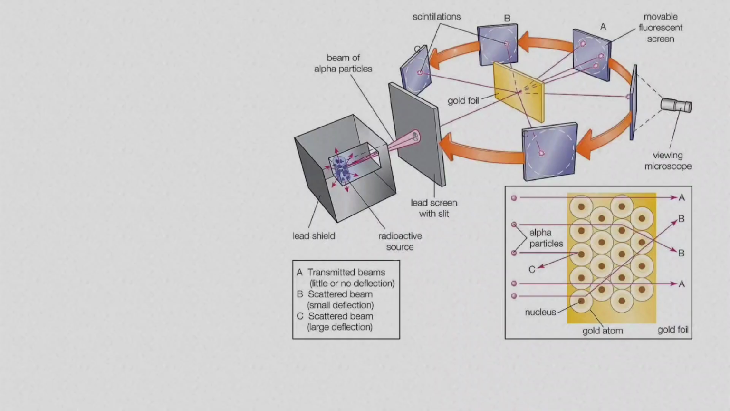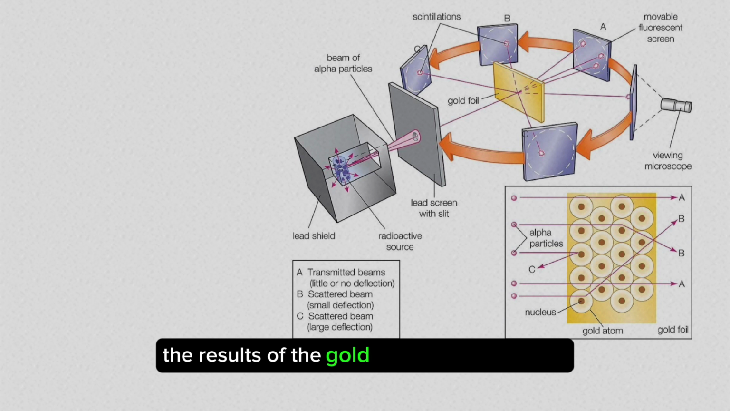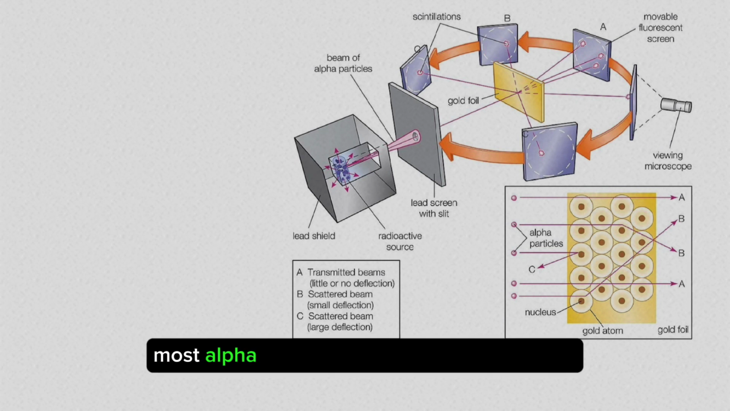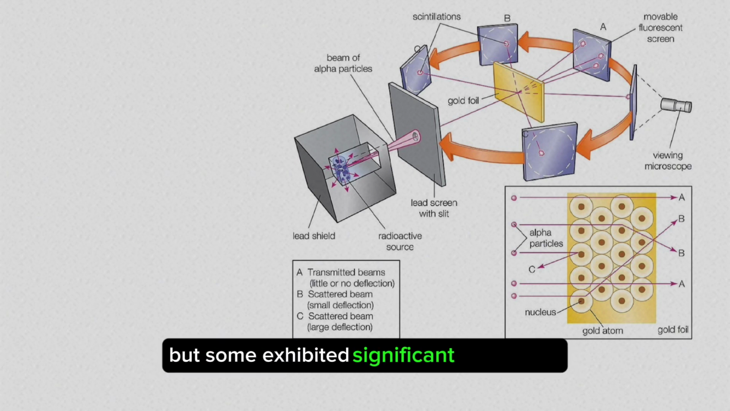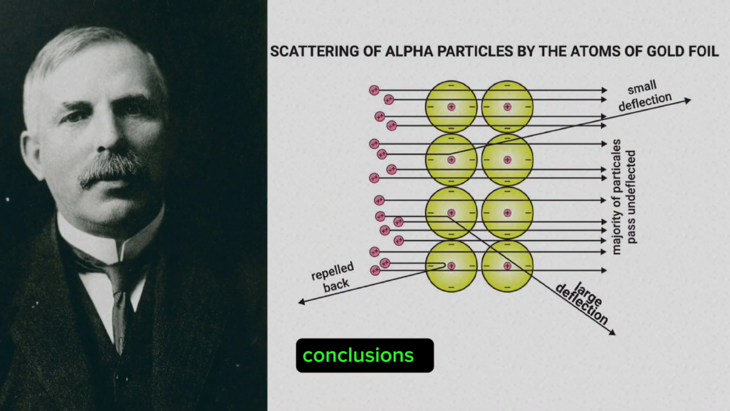Observations: to their astonishment, the results of the gold foil experiment were not what they anticipated. Most alpha particles did pass through the foil as expected, but some exhibited significant deflections, and a few even bounced back towards the source.